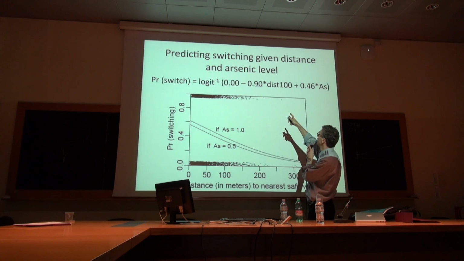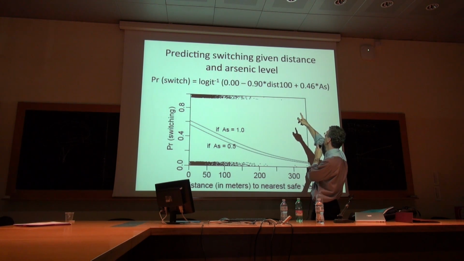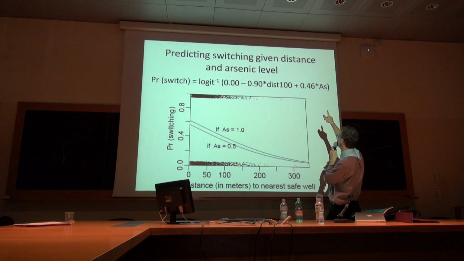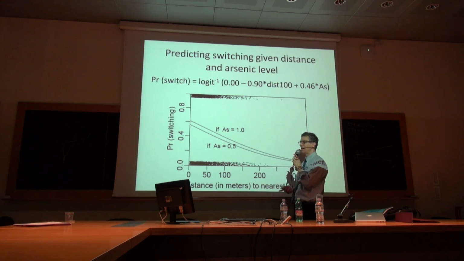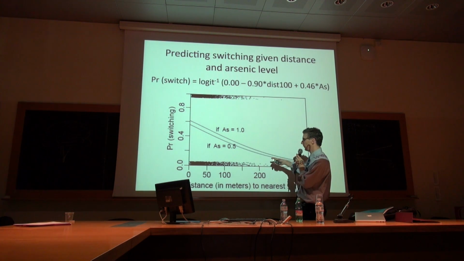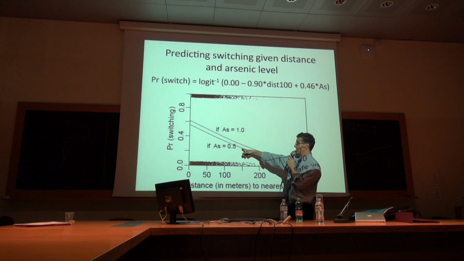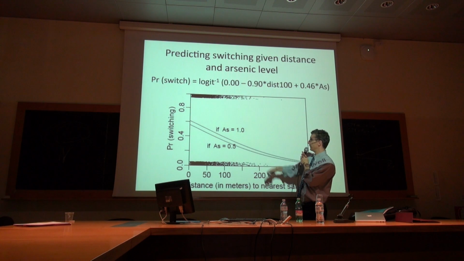Here's the model. Being further away makes you less likely to switch. Having a higher arsenic level makes you more likely to switch. We made these curves. Again, I felt like I couldn't understand this model until I had the curves. So this shows the probability of switching as a function of distance among people with 0.5 arsenic level, which is the lowest possible that's dangerous, and an arsenic level of 1. And you could also have an arsenic level of 2 or 3. It goes up the higher the arsenic level is.